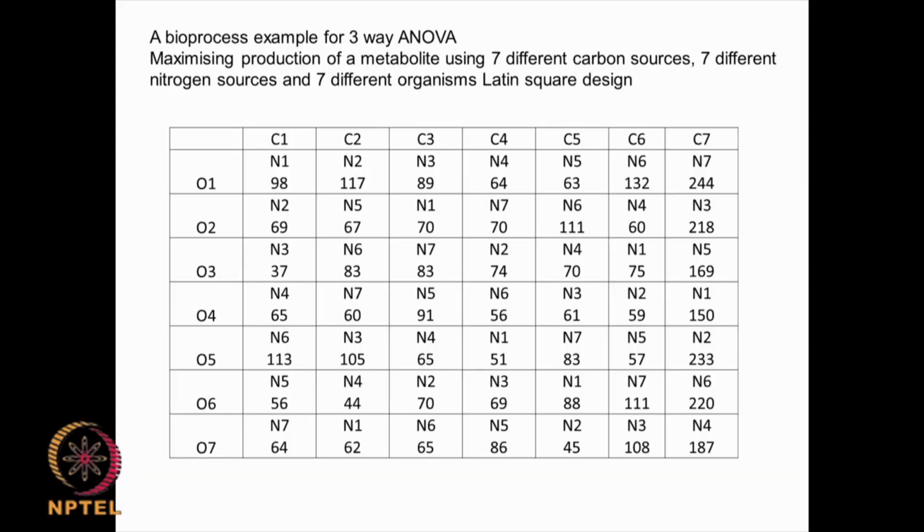This has got 3 different parameters, or we call it independent variables, or we will call it groups. Imagine I am doing a bioprocess experiment. Okay, this is a 3-way ANOVA. I want to maximize the production of a metabolite. The 3 main effects are carbon, nitrogen and organism.